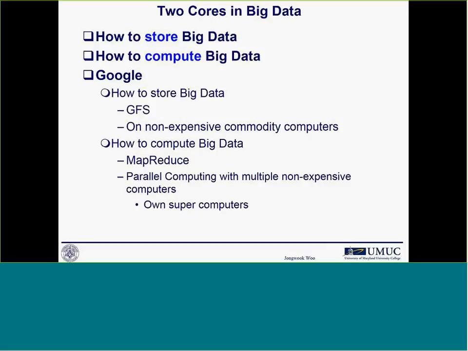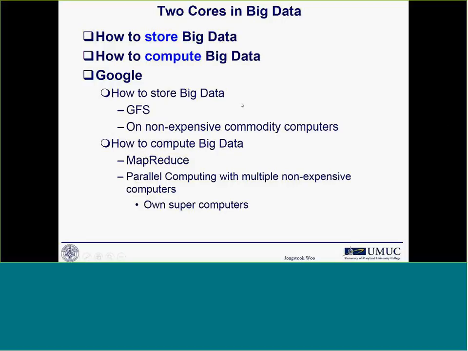So we have to remember that there are actually two cores that we should handle in big data. The first one is how you can store this massive data set. And the second core you have to remember is how you can process or compute this massive data set. Fortunately, Google met this problem earlier than other people or companies because they are collecting data from many websites from the web, and they index it. They store it, index it, and process it to make it searchable.